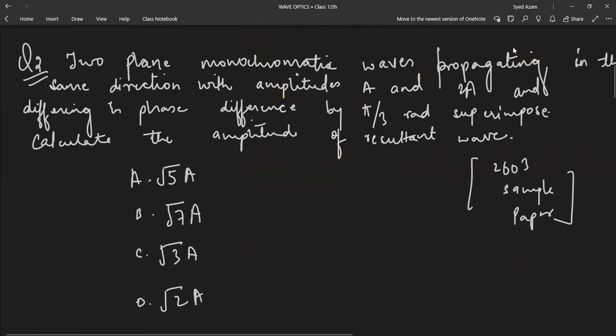Okay, so this is a question from your sample paper, a very old one. It says that two plane monochromatic waves propagating in the same direction have the amplitudes A and 2A. Now the phase difference is also mentioned to you. You have to simply find out the amplitude of the resultant wave. So we've seen a formula for it. Put it in the formula, see which option is matching. You will get your answer very quickly and it won't be incorrect. Try this first.